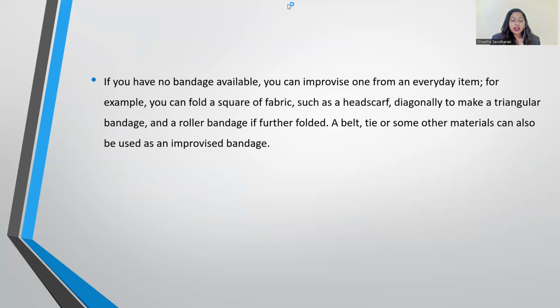Next, if you have no bandage available, again you can improvise the situation. Whatever you find in and around you, try to make use of it as a bandage. For example, you can fold a square fabric such as a head scarf diagonally to make a triangular bandage, and the roller bandage if further folded. A belt, tie, or some other materials can also improvise the bandage. So at that time, whatever you can see, if you can make it into a roller bandage or a bandage, that is known as an improvised bandage.